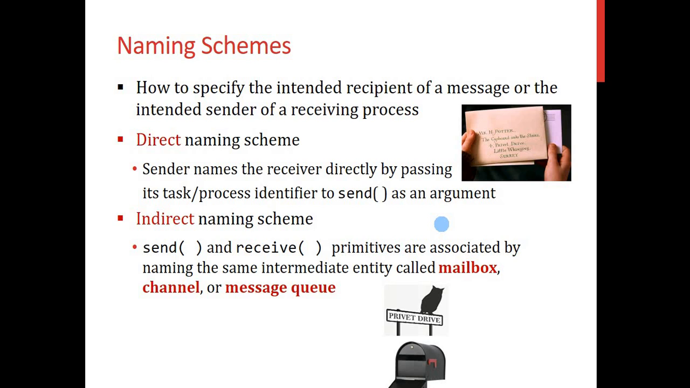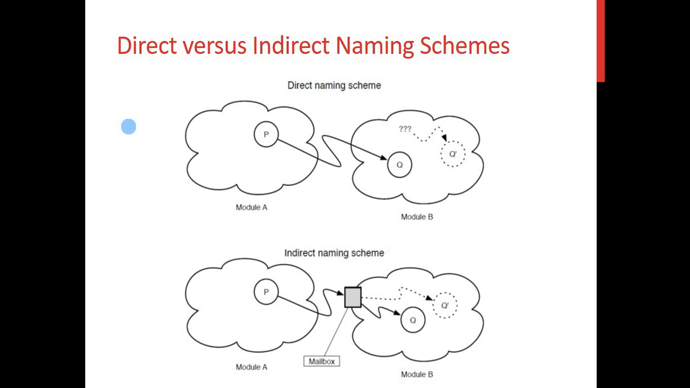So there are two types of naming mechanisms. One is called direct, the other is called indirect. In direct, you know exactly who you're sending to, so I can send from one task to another task directly. In indirect, I can send to a generic mailbox and receive from this generic mailbox. Okay, so these are the two schemes here.